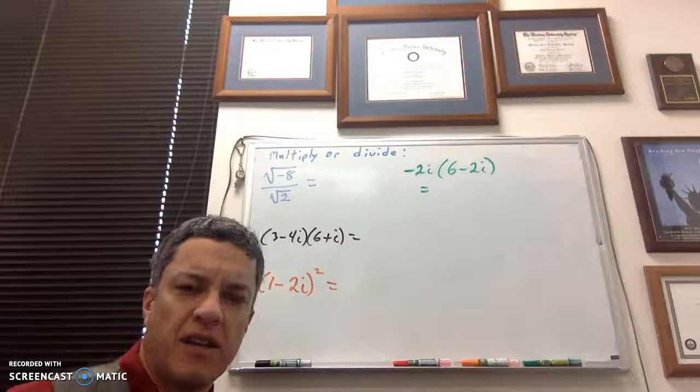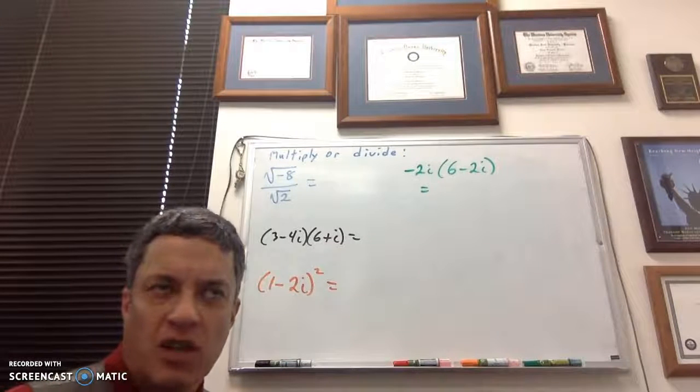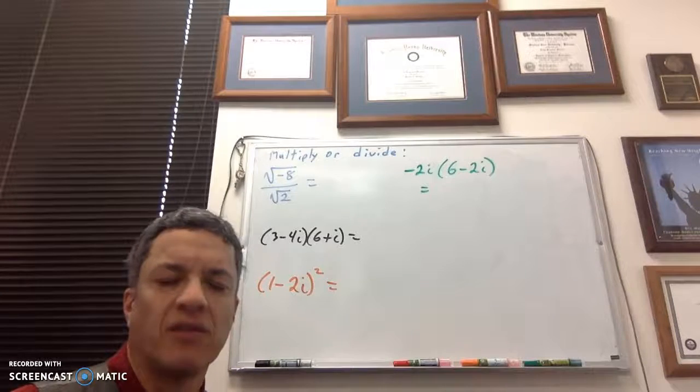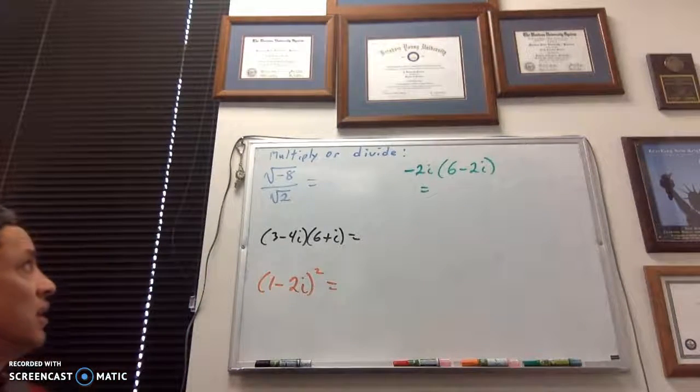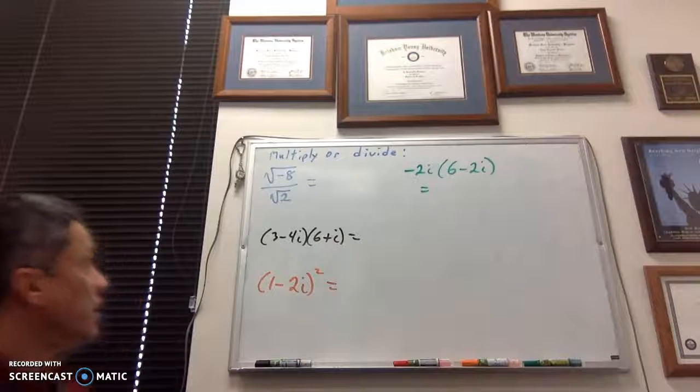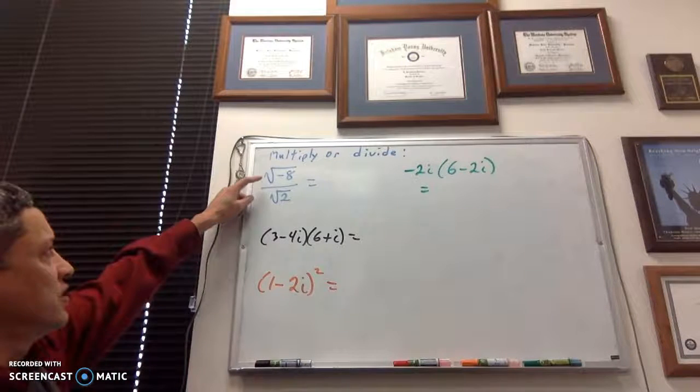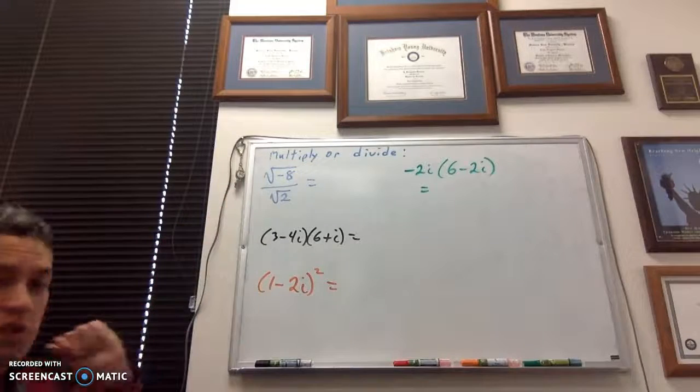Hi everybody. So let's multiply and divide radicals that have negatives in them. In other words, complex numbers, if you will. More on that in a minute. So let's take a look at the square root of negative 8 divided by the square root of 2.